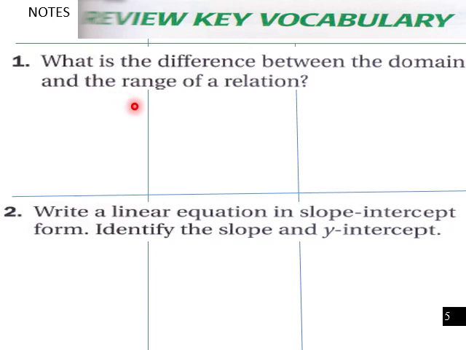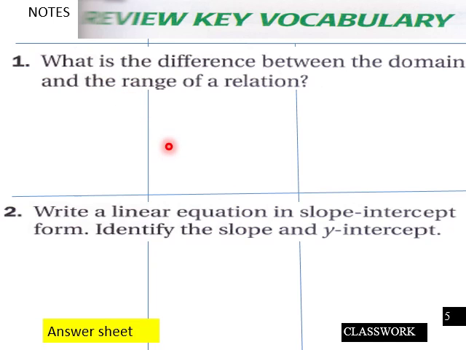Now we're going to get into some questions here. What is the difference between the domain and range of a relation? Write a linear equation in slope-intercept form. Identify the slope and the y-intercept in that form. 2 questions here, 5 points each for that. Classwork. This should be on your classwork sheet, students.